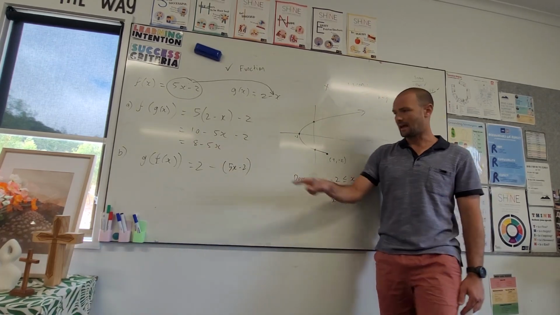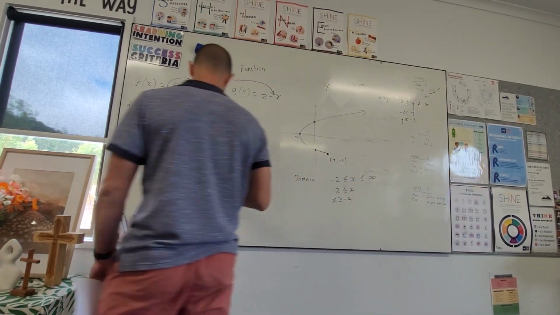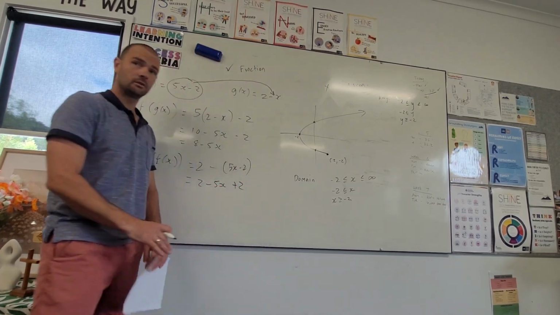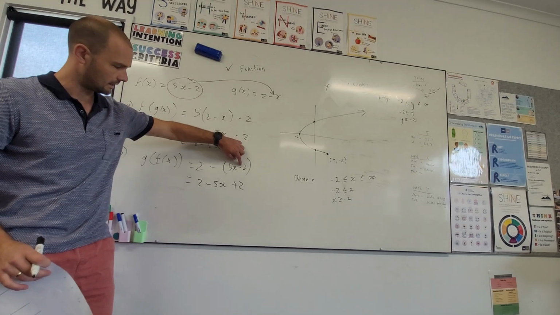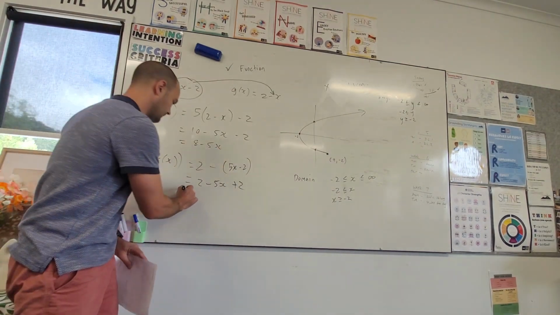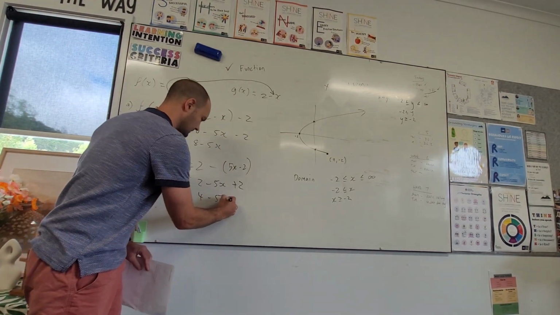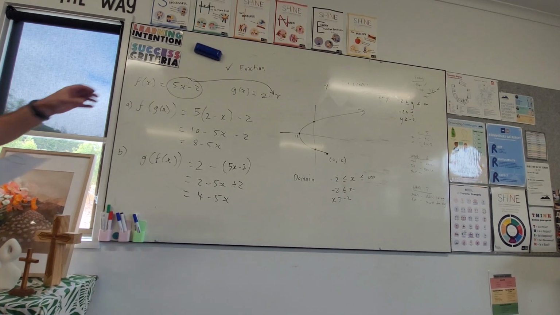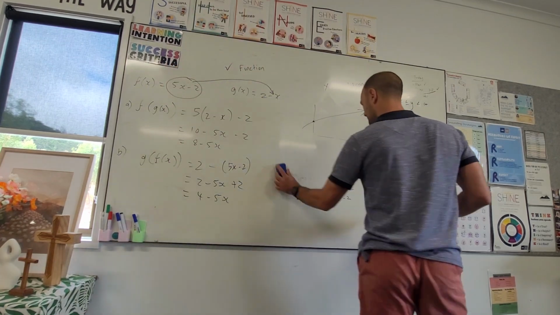Okay, next, that negative is going to distribute. So we'll have 2 take 5x plus 2. All right, negative and a negative make a positive. And that gives us 4 take away 5x. Okay, so there's our composite functions. That's question 3. And the last one here we have is some sine diagrams.